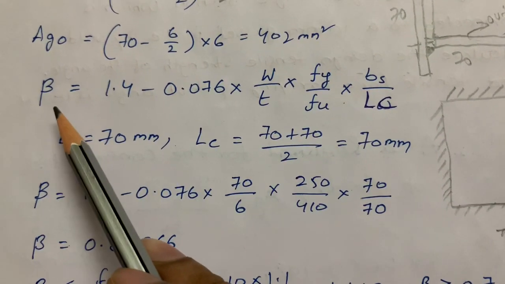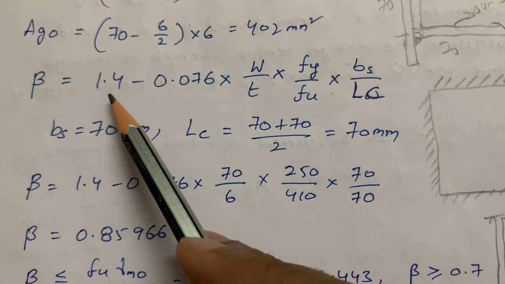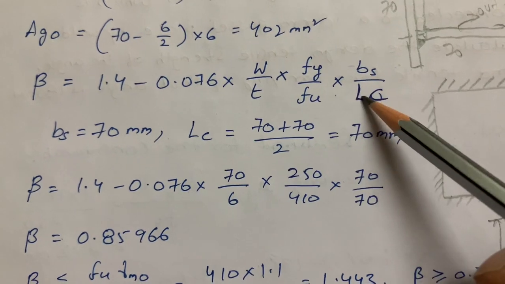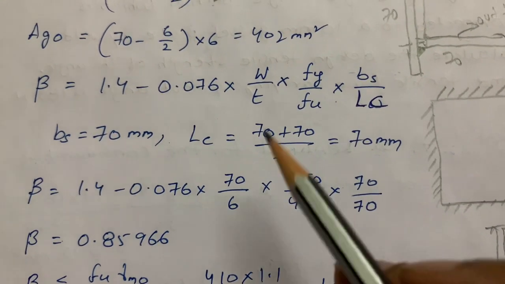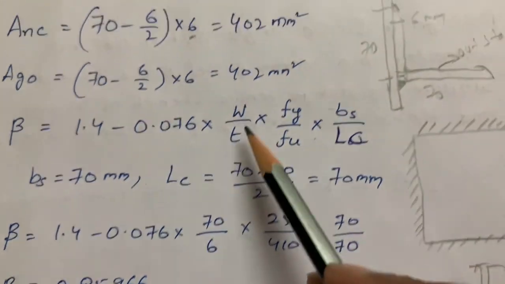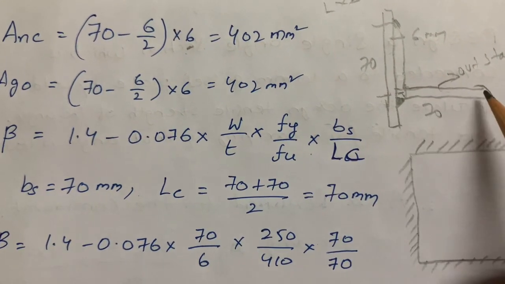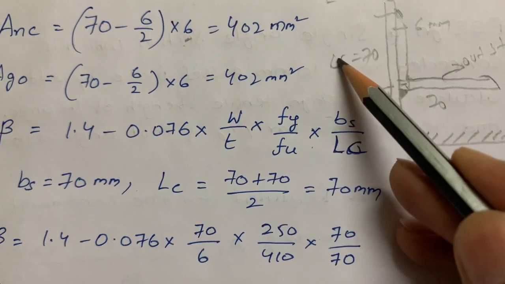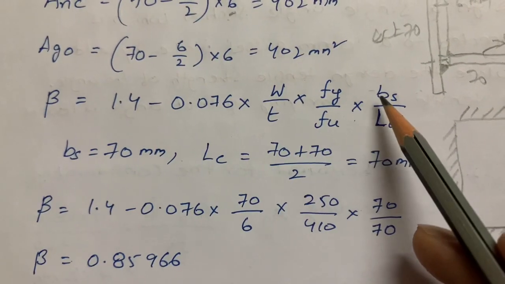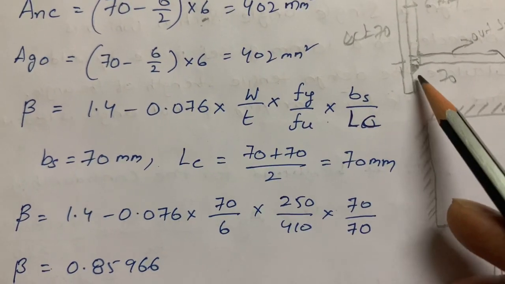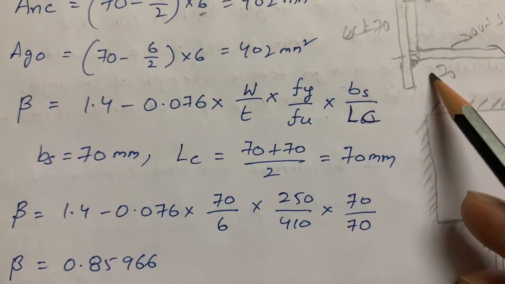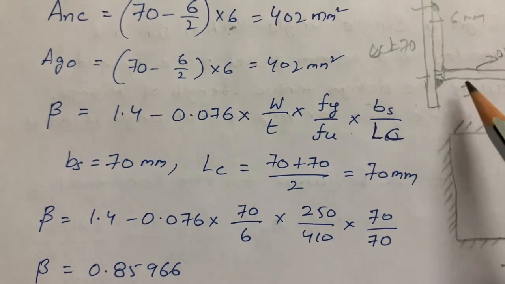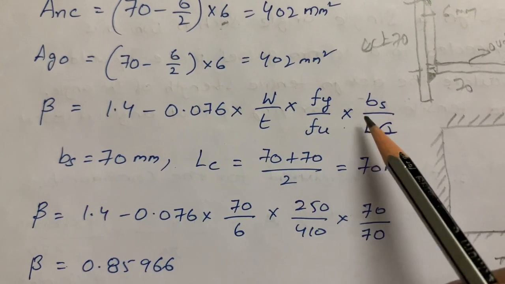After that we need to find out the beta value. Beta, he is specifying the formula 1.4 minus 0.076 into W by T, Fy by Fu, Bs by Lc. But here W is nothing but this value, where the connected leg distance, that is W, which is 70, and Bs is also the outstanding leg which is connected by welding up to the welding distance, that is also 70, which is specified in the code book. Like that we calculated, because these two are equal angles, that's why we are getting the same values.